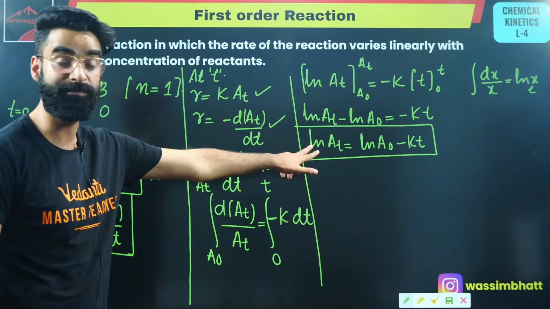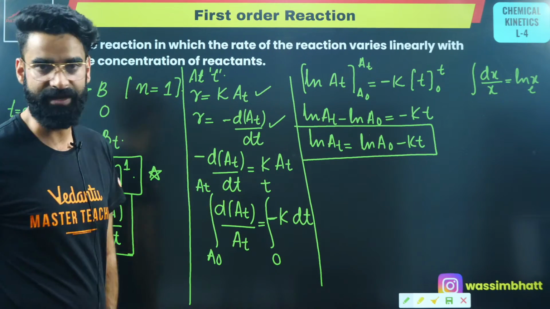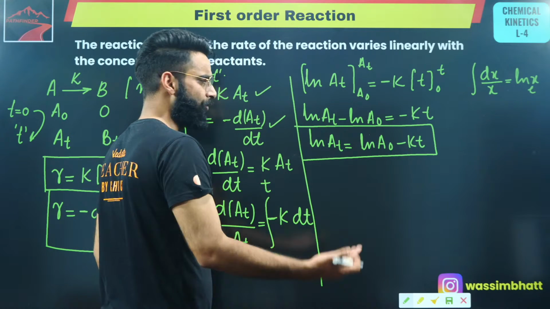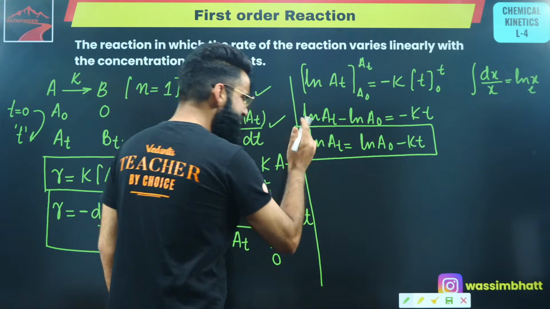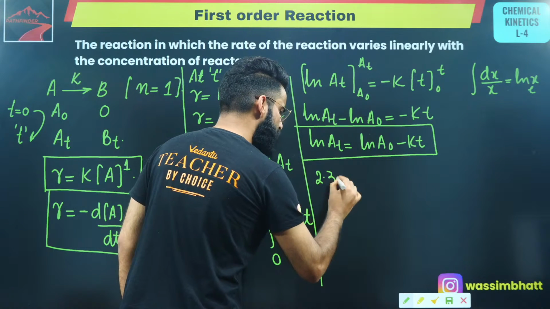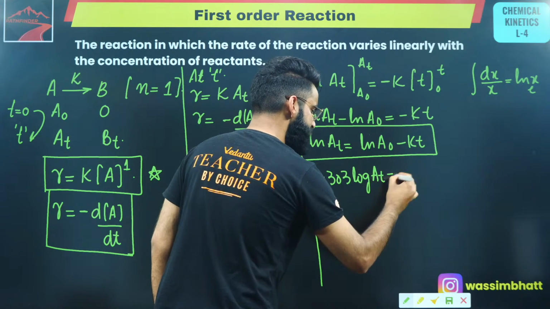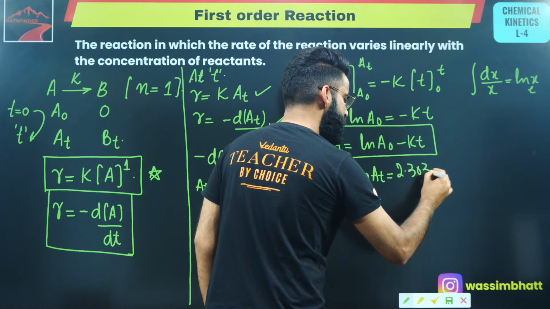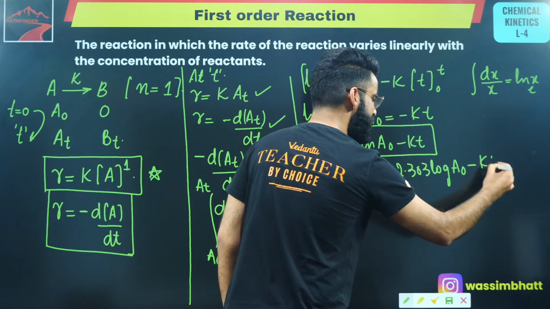Okay, this is one form of the integrated rate equation for first order reactions. Now, let's talk about a few more important things. Understand, this is ln of At. Instead of ln of At, I can write 2.303 log of At, equal to ln of A0, and instead of ln of A0, I can write 2.303 log of A0, and minus kt as such.